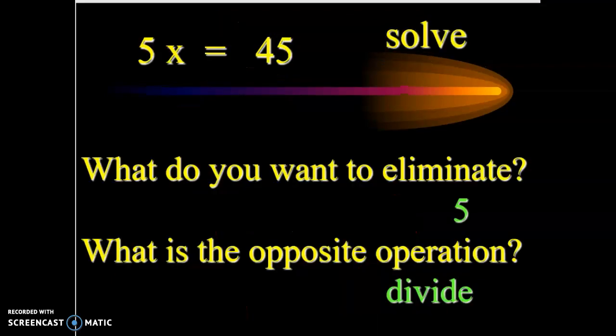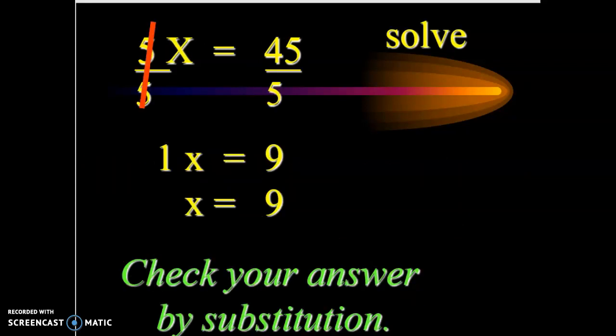Here is another example. Solve 5x equals 45. I want the x by itself on the left. What can I do to get rid of a times 5? I need to eliminate the 5 on the left. Well, that reverse operation would be divide. Here's a take on the math.